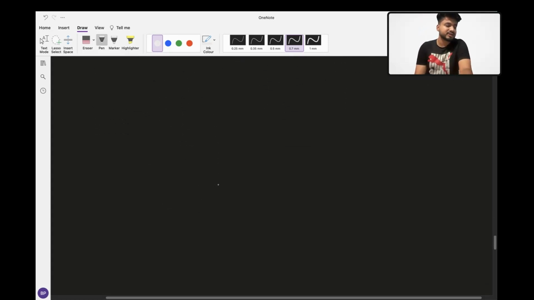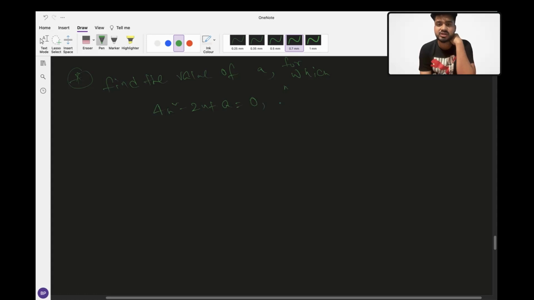Now let's solve one question regarding this. I'm just taking one question only. So find the value of a for which the quadratic polynomial, let's take 4x square minus 2x plus a equal to 0, has two roots lying between -1 and 1. Okay, -1 and 1. Clear? That's your question.